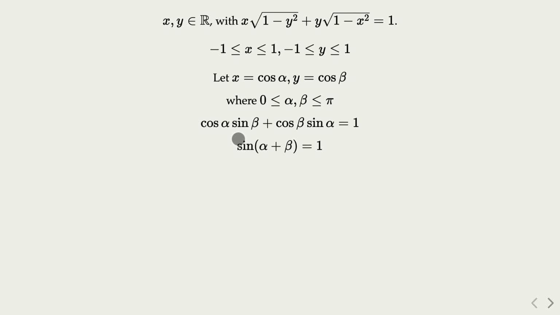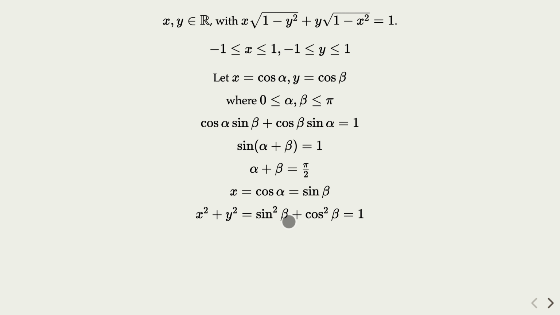Now, what you get is sine of alpha plus beta equals 1. Of course, alpha plus beta will equal pi over 2. With that, you know that cosine alpha equals sine beta, because alpha plus beta equals pi over 2. Now, x squared plus y squared becomes sine squared plus cosine squared of the same angle, beta, which is equal to 1. Here is the proof. Okay, here is method number 1.